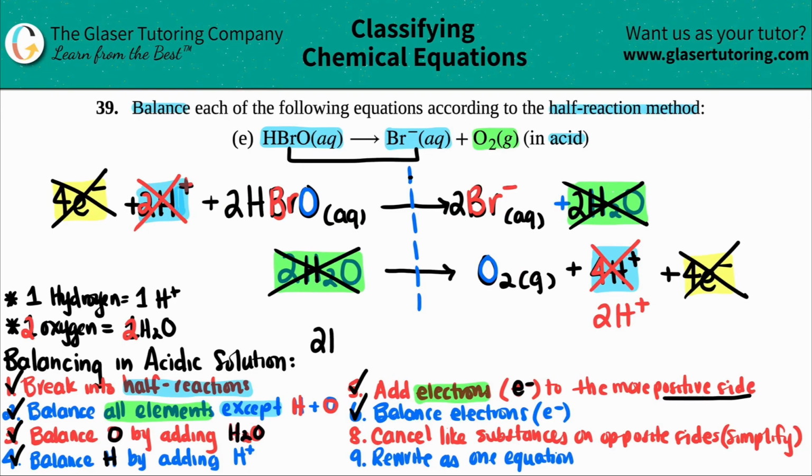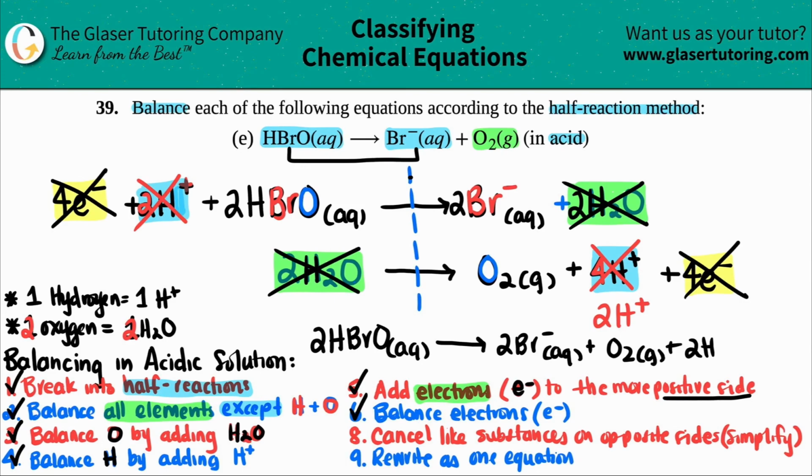So we have 2 HBrO, and that's aqueous, yields, I don't write anything else out because it was all canceled. 2 Br minus, aqueous, plus O2 gas, plus 2H plus. And that is your final answer, the final answer to balancing this redox reaction.